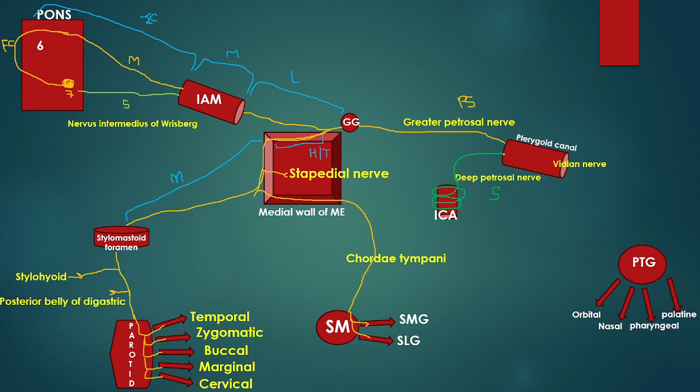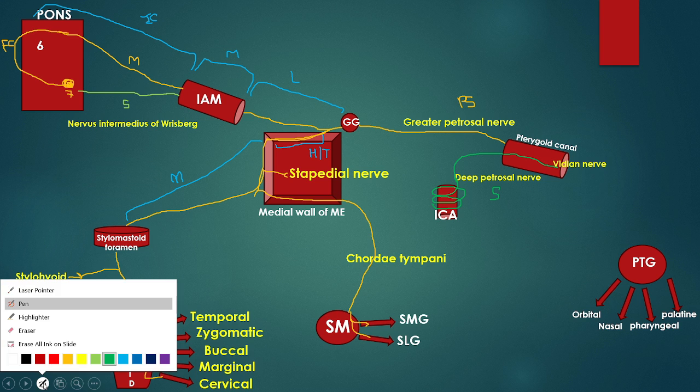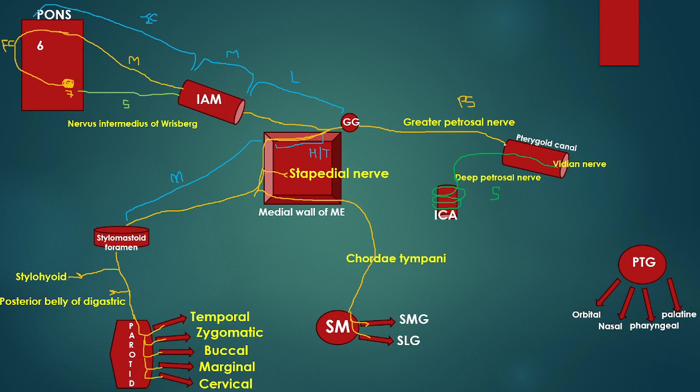Now these both nerves together, this greater petrosal nerve and the deep petrosal nerve, together form what? It forms the nerve of the pterygoid canal. These both nerves together form it, and they then go downward and relay onto the pterygopalatine ganglion, and then give orbital, nasal, pharyngeal and the palatine branches. So this was the whole course of the facial nerve.